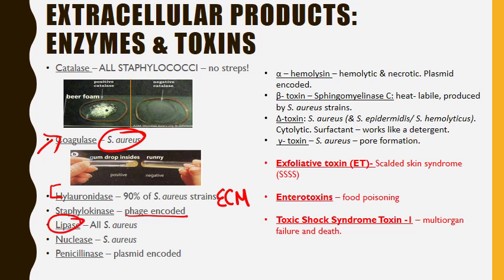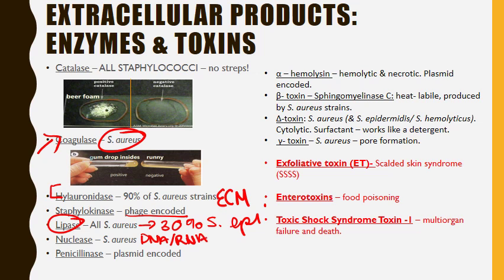Lipase, all Staph aureus organisms have a lipase. That just means it hydrolyzes lipids. About 30% of the non-Staph aureus staphylococci will also have lipase. So about 30% of your Staph epidermidis or, I don't know, Staph hemolyticus, they might have it. Nuclease, all the Staph aureus also produce nuclease. Those basically cleave DNA and RNA, so it's a nucleic acid enzyme.